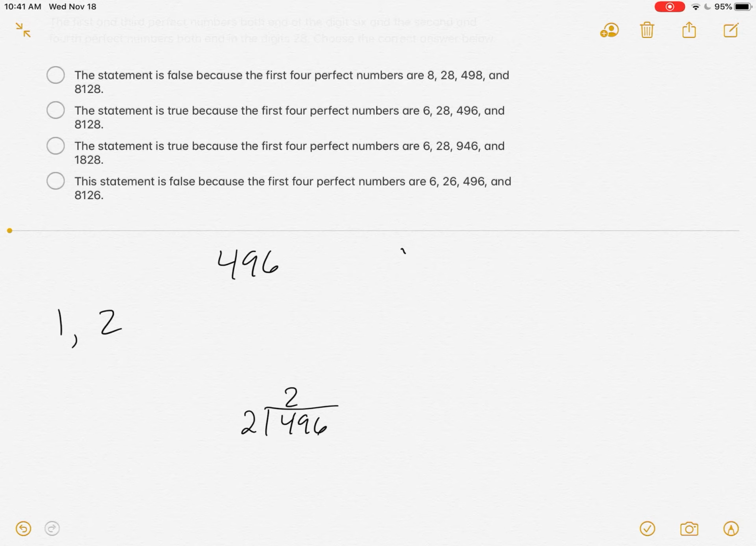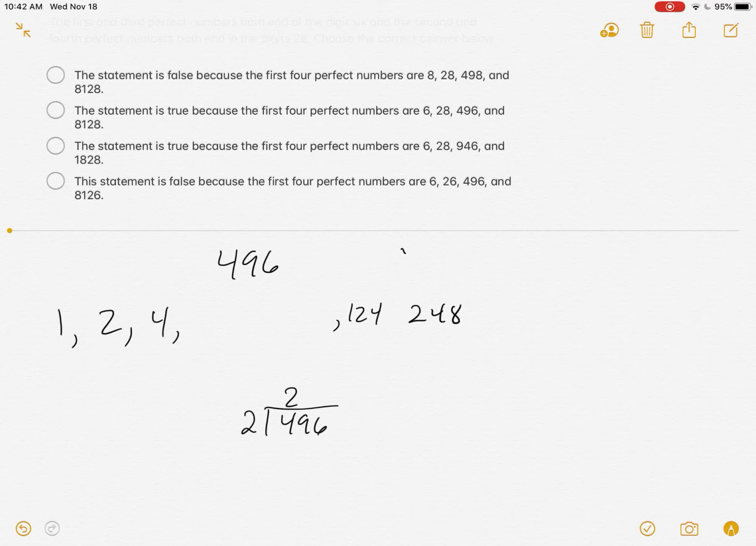And oops, I hit division twice. So 496 divided by 2 is 248. So we have 2 and 248 is going to be our top one. Will 3 go in there? 4 plus 9 plus 6 is 19. 3 won't go in there. 4 into 496 will go, because the result of dividing it by 2 is even. So if we divide it by 4, we get 4 and 124.